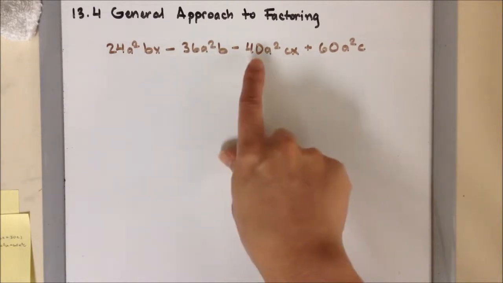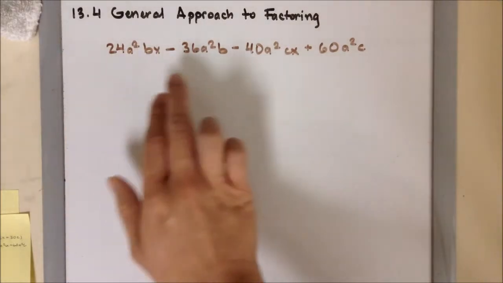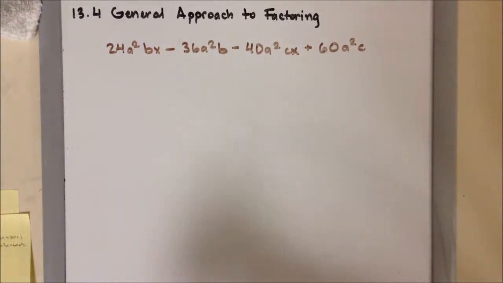24, 36, 40, and 60. They're all even numbers, so definitely divisible by 2. Can it be a higher number, say like 4? The 24, 36, and 60 and the 40 are definitely divisible by 4. So let's definitely divide them by 4. Could we go higher?